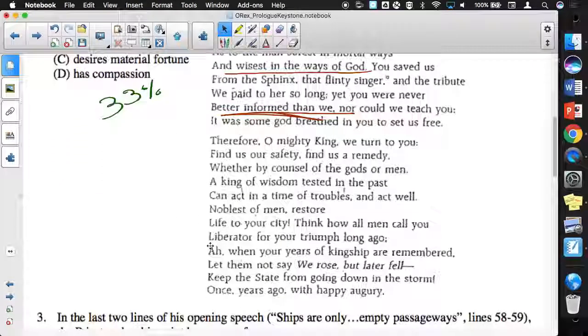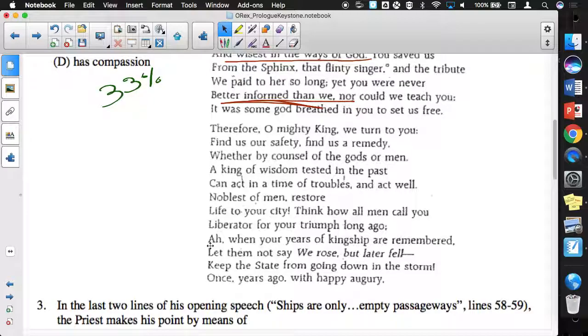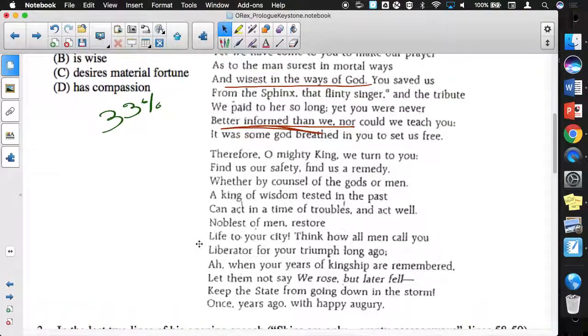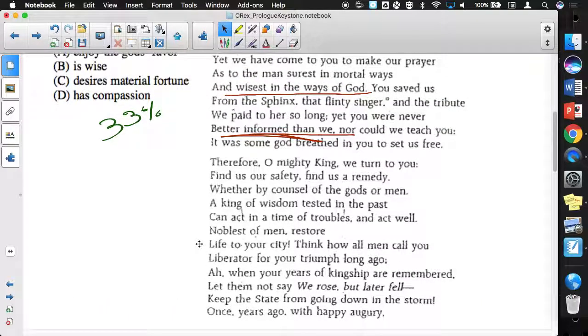I think it's C. I said C because that was the only one that wasn't listed by the priest. Meaning that final answer would be C, desiring, not saying that it would be present in there. With him being so wise, saving them from the Sphinx before, and what has the whether by counsel of gods or men, king of wisdom, counsel of the gods would mean he's favored by the gods. So that is what's going to knock out A, meaning C is the one that would be left. So yeah, the correct answer for this one would be C, desires material fortune.